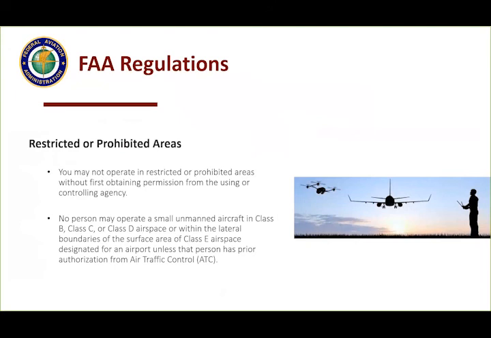If you're near a smaller airport, like a Class G airport, you still have to make notification to the airport and get authorization to fly in their airspace. A general rule is if you're within 5 miles of an airport, you're going to want to look at some type of contact and authorization.